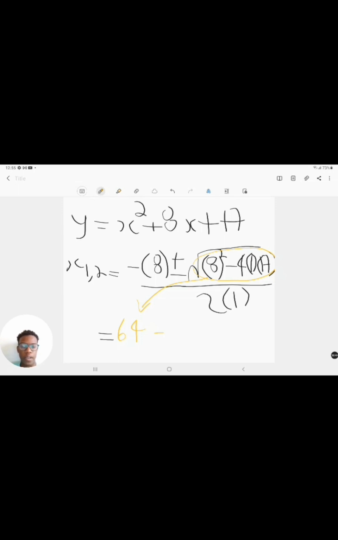That's going to be 68. Now, 64 minus 68 is minus 4. Minus 4 is less than 0. So minus 4 is negative, meaning that I've got the square root of minus 4. It's the square root of a negative number.